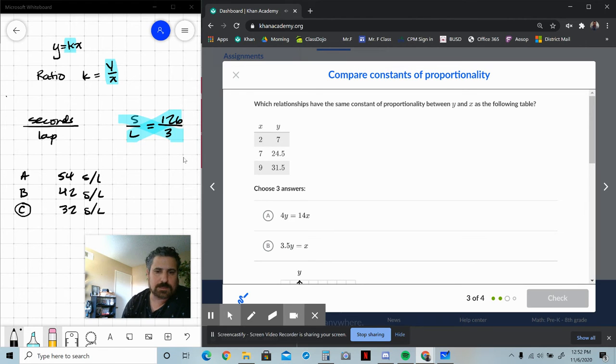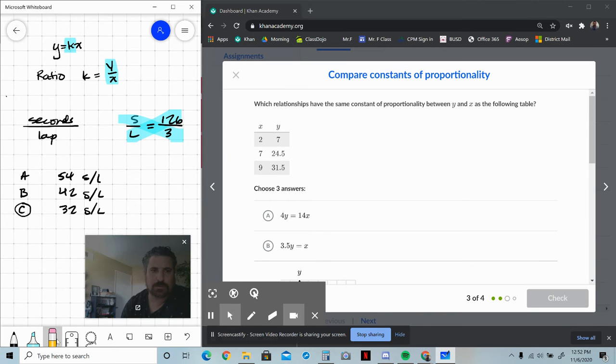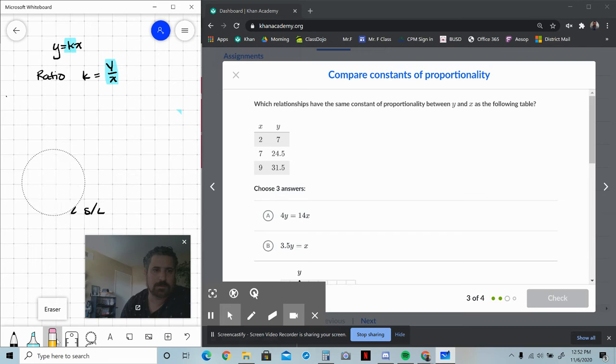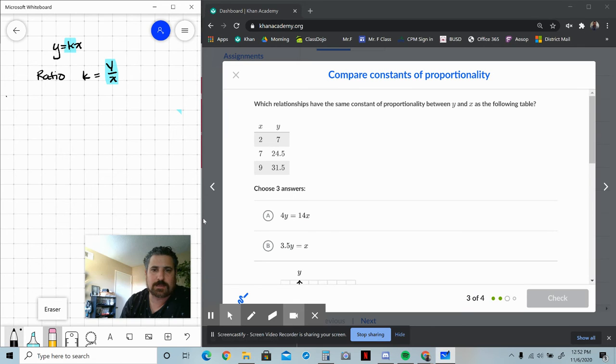All right, so this next one here says, which relationship have the same constant of proportionality between y and x as the following table? So if you look at that table, the ratio of y over x is going to be 7 over 2, which is the same as 3 1/2 to 1. Okay? Just divide top and bottom by 2, and you can see that unit rate. Okay, so the unit rate is going to be 3 1/2 for every 1. The equation is going to be y equals 3 1/2 times x, and this is the relationship we're looking for.